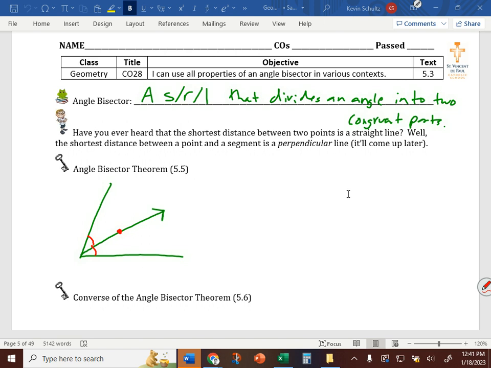And the thing about being equidistant is that we want to use perpendicular lines, because the shortest distance to any place is a straight line. We're going to do this with perpendicularity. Okay?